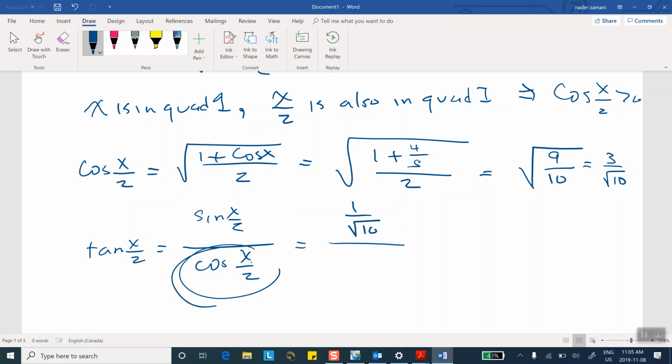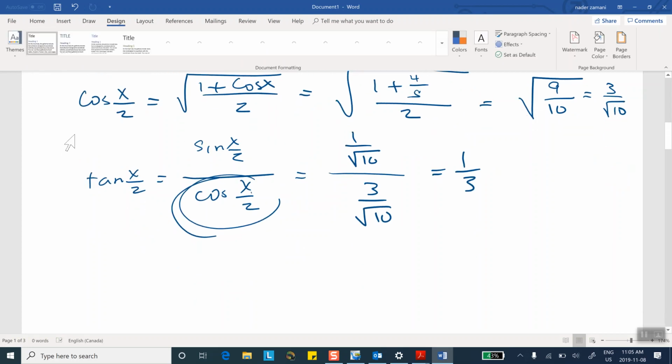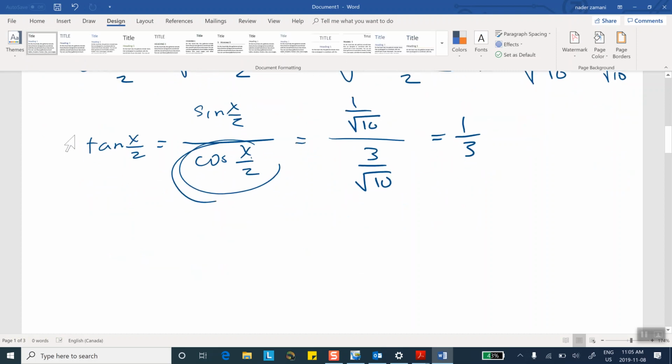And this one is right up here, 3 over root 10. And this is 1/3. Hopefully I didn't make a mistake. I don't think so. Okay, so let's go and do the next one, which is number 38.